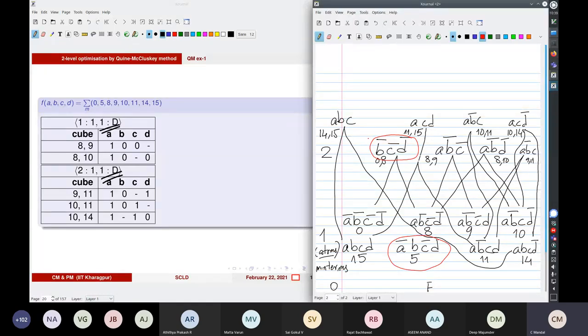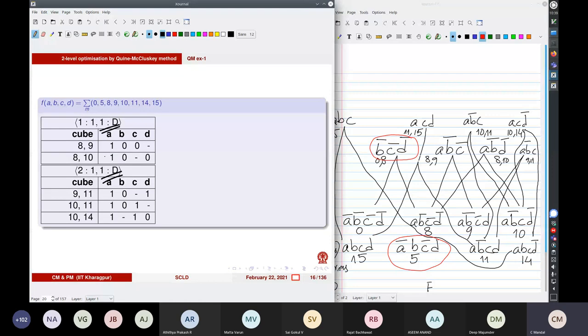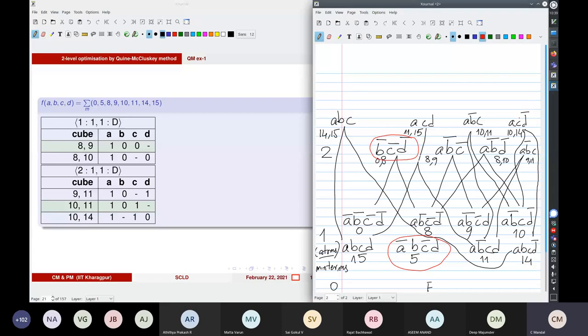Let us consider the cubes with one number of don't cares and two number of don't cares. What you find is that 8, 9 is adjacent to 10, 11. These two have the don't care at position D, and they're adjacent. So you can combine these two, and what you will get is AB bar.